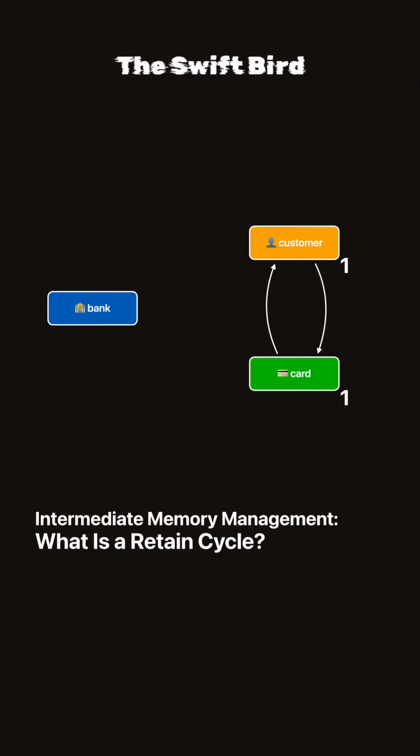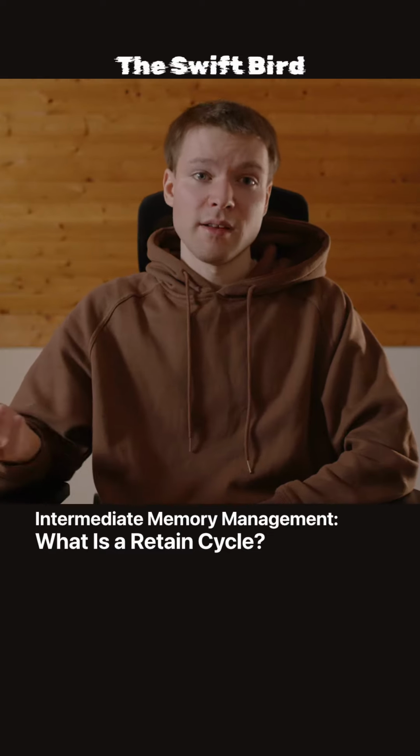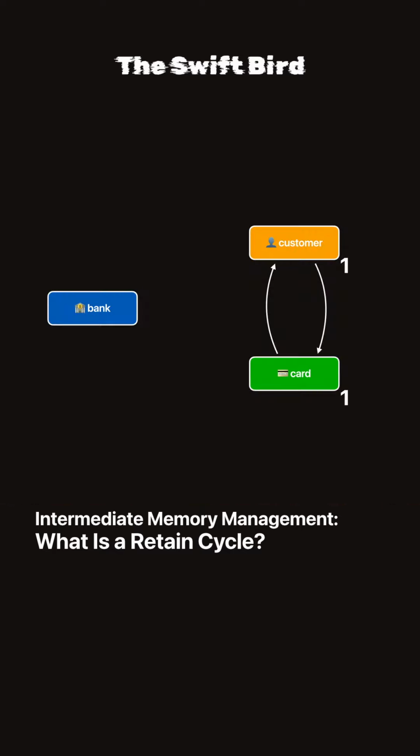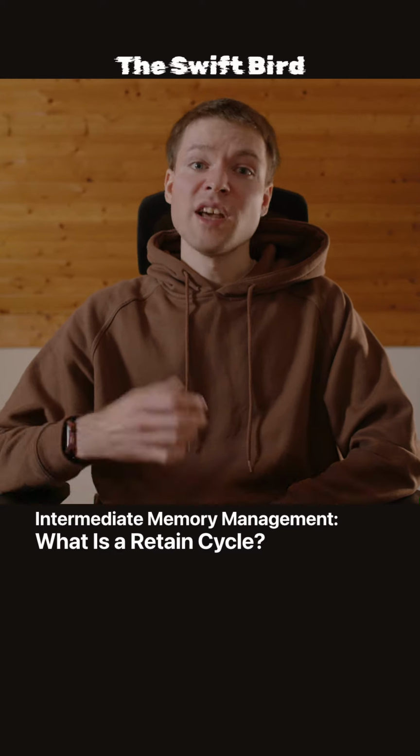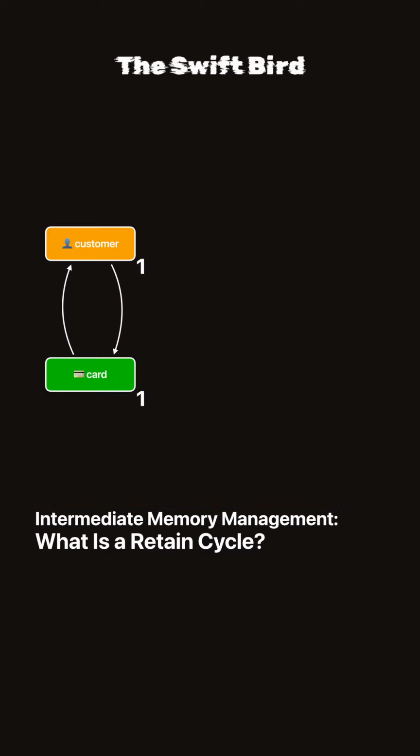However, the customer still has a reference to the card, and the card has a reference to the customer who owns it. Can you see what happens next? Nothing, and that is the problem. Because the customer and card objects have references to each other, ARC assumes they are both still needed and should remain in the memory. That's obviously not true. We can clearly see that these objects are useless at this point. We call this situation a retain cycle, or reference cycle.